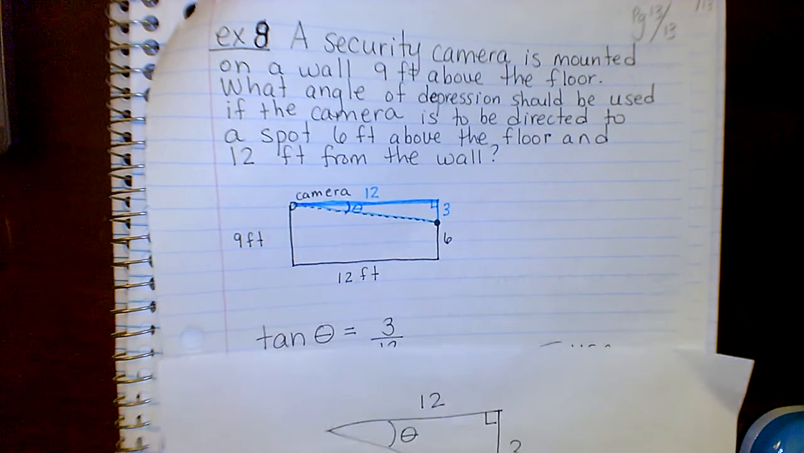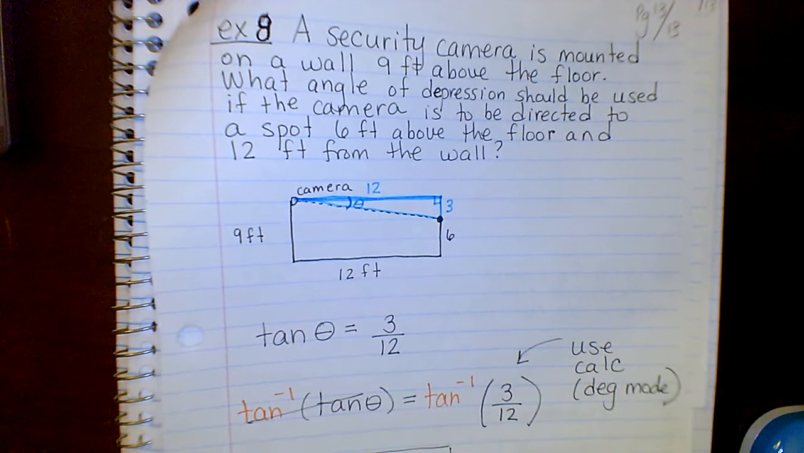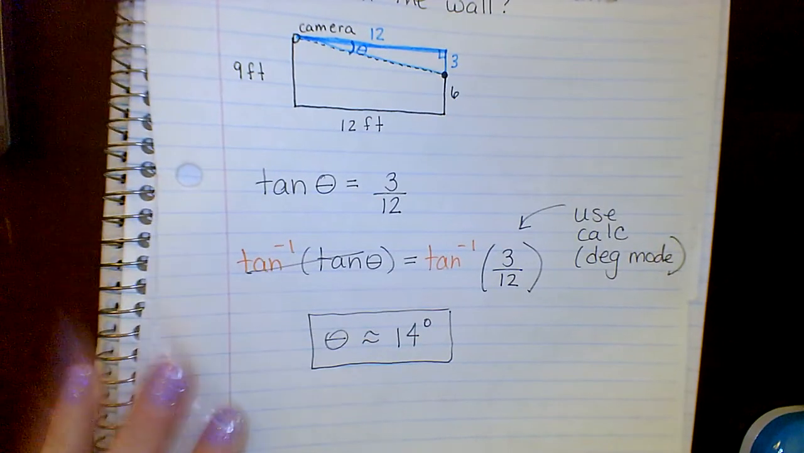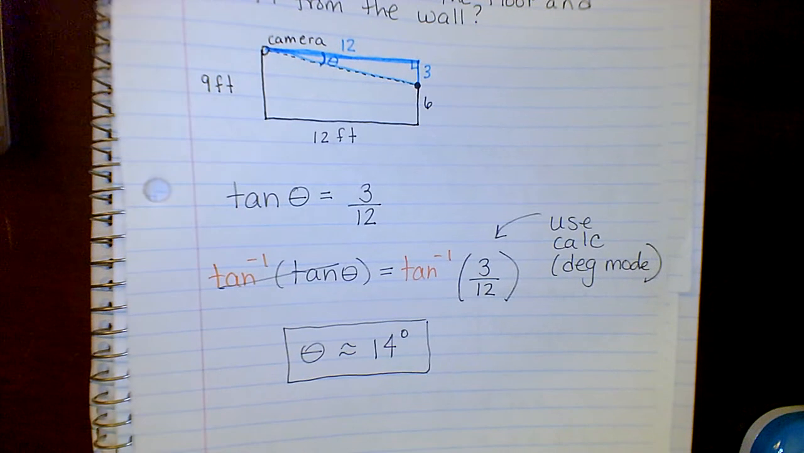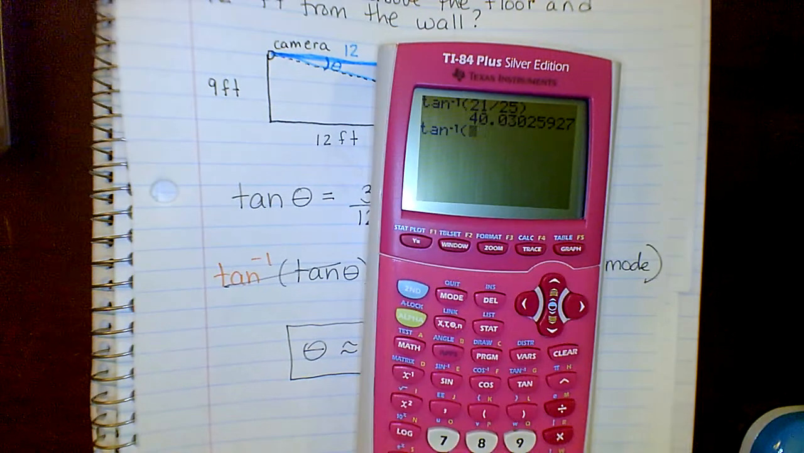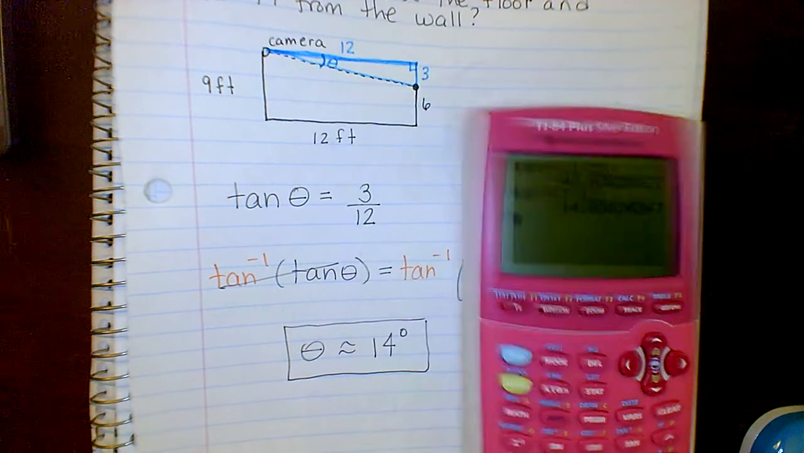So let's break out the tangent again. Tangent of theta is 3 over 12. If I take the inverse tangent of both sides of this equation, once again, I'm taking the inverse tangent of 3 over 12. If you want to reduce that to 1/4, you totally can. It won't change your answer. And it's not always the inverse tangent for these. All right, so I get about 14 degrees.